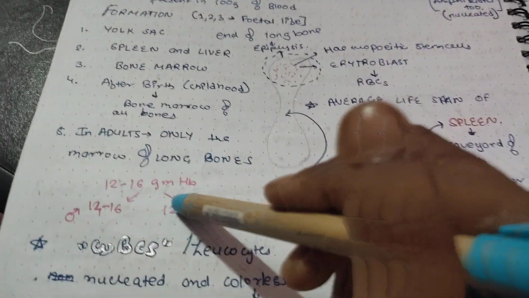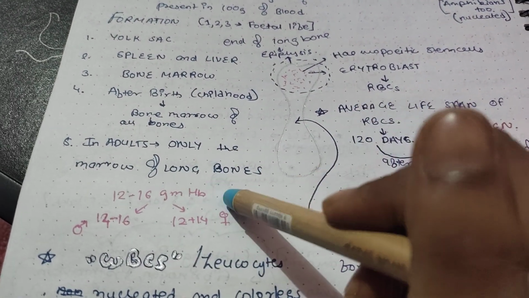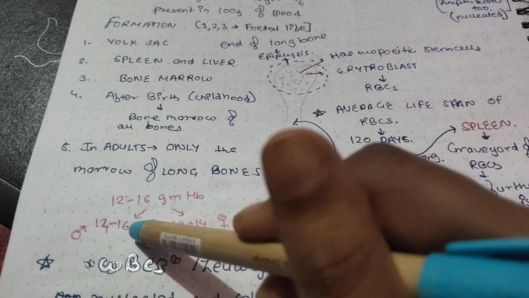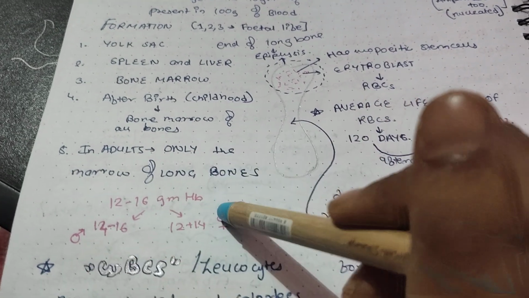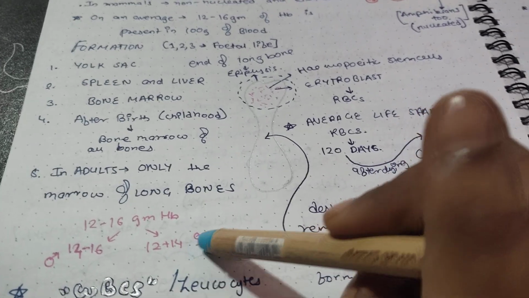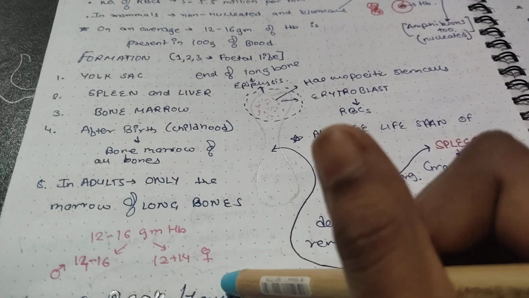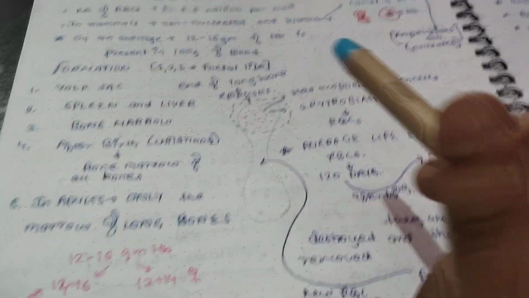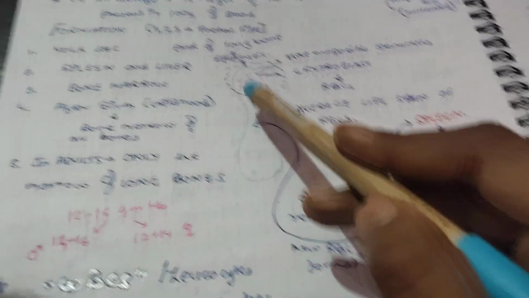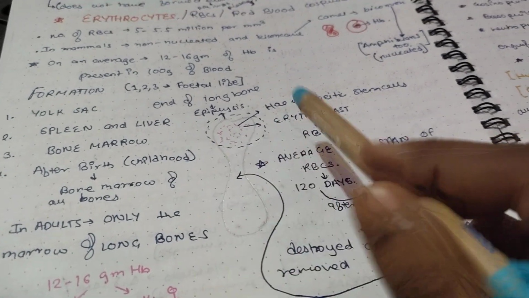As for 12 to 16 gram hemoglobin, it can be different. In females, it's only 12 to 14, and in males it's 14 to 16. In females it is so because females go through blood loss during periods, and there are other factors too which I'm not aware of, so we might learn that, but it's mainly the menstruation, I think.